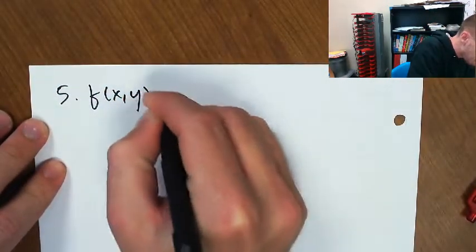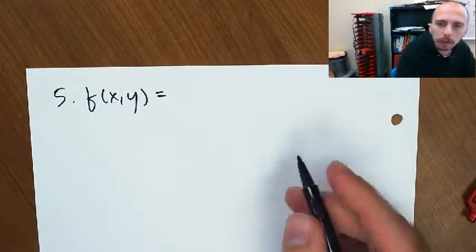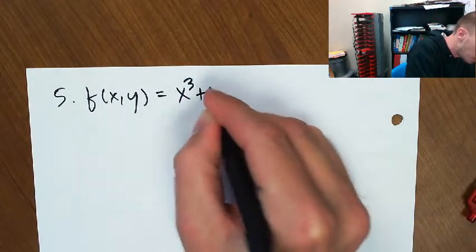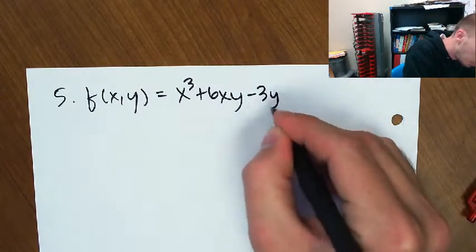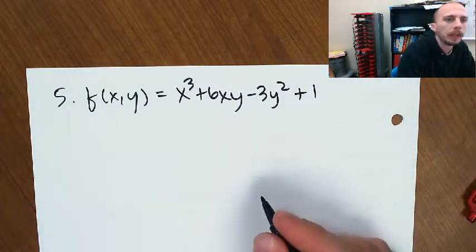And then I will get a new sheet of paper and start in on the next one. So f of x and y is x to the 3rd plus 6xy, sounds a little annoying, minus 3y squared plus 1.